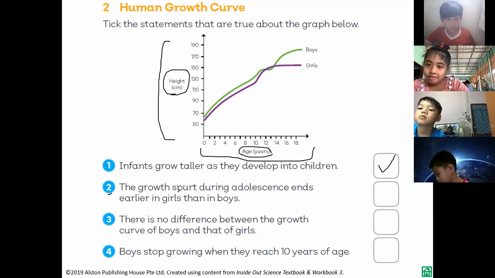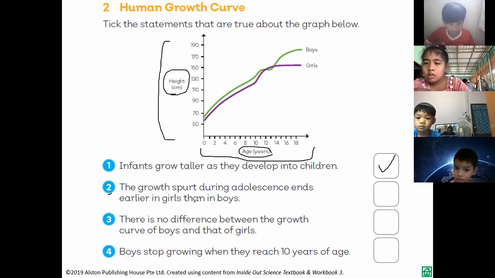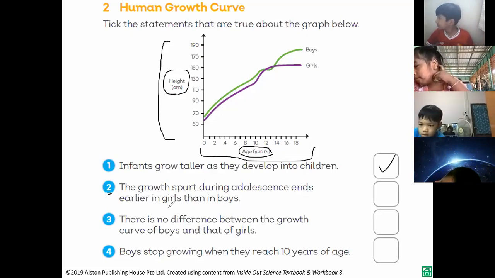The growth spurt during adolescence ends earlier in girls than in boys. Okay, one more time. The growth spurt during adolescence ends earlier in girls than in boys. Okay, so the growth spurt during adolescence ends earlier in girls than in boys.